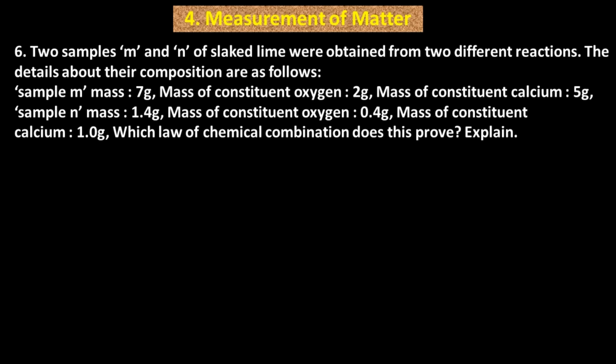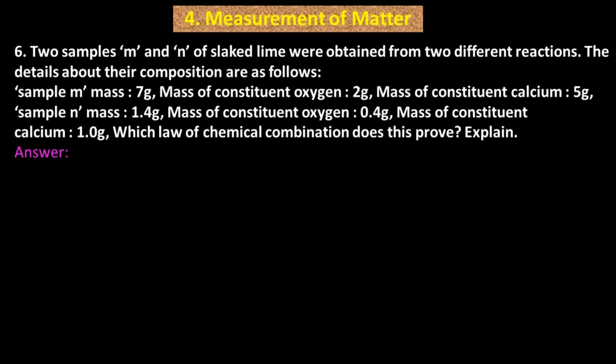Sample M, mass 7 gram, mass of constituent oxygen 2 gram, mass of constituent calcium 5 gram. Sample N, mass 1.4 gram, mass of constituent oxygen 0.4 gram, mass of constituent calcium 1.0 gram. Which law of chemical combination does this prove?